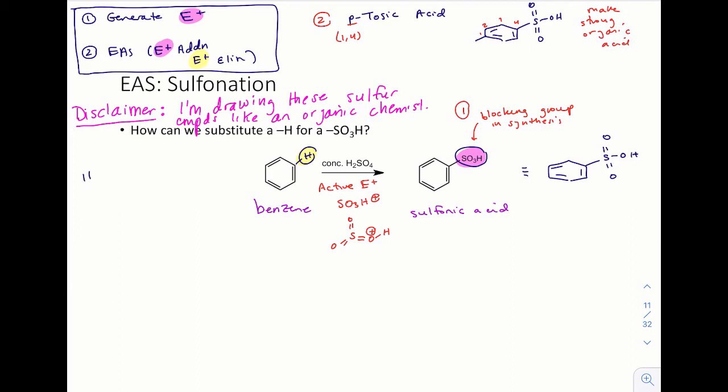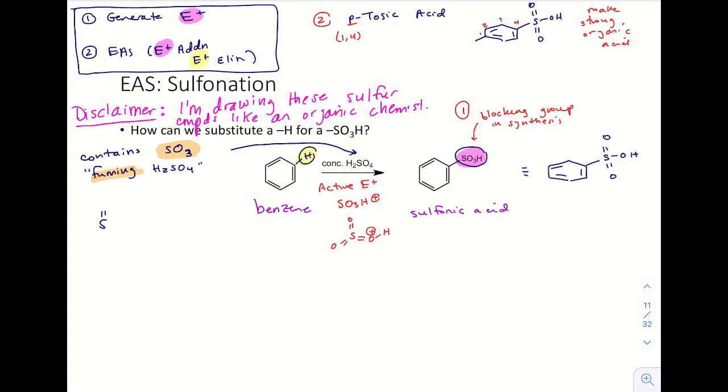If any of you are inorganic chemists, I'm sorry. I just need to do what is easiest from the organic chemist perspective. Now, concentrated sulfuric acid contains sulfur trioxide, and oftentimes this is called fuming sulfuric acid. So if you see fuming sulfuric acid listed as a reagent, it just means that it contains sulfur trioxide.